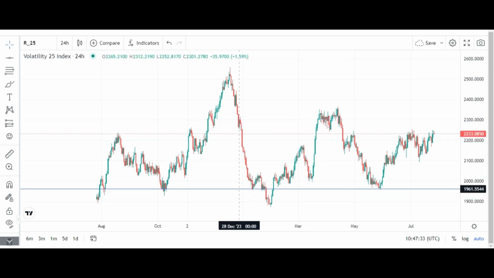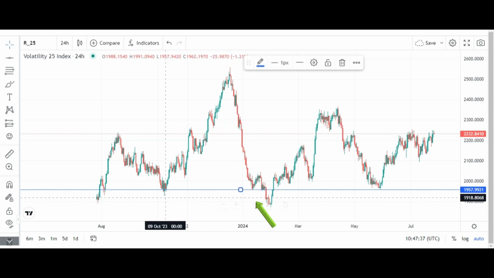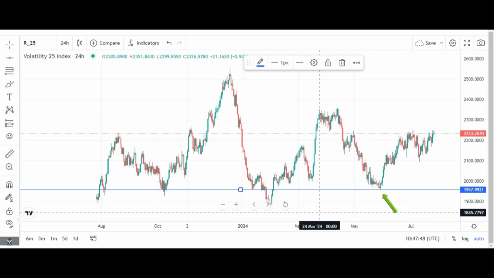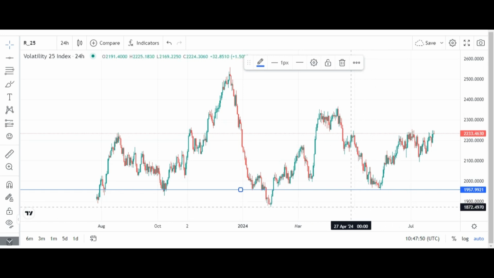So basically, support being a trampoline, it means it's at the bottom. So as you can see right there, that's a support level. Why am I marking this as a support level? Because it's at the bottom. The market is touching right here at the bottom, right here at the bottom, right here at the bottom, and right there at the bottom. And this level that I mark right now is a very good level of support.